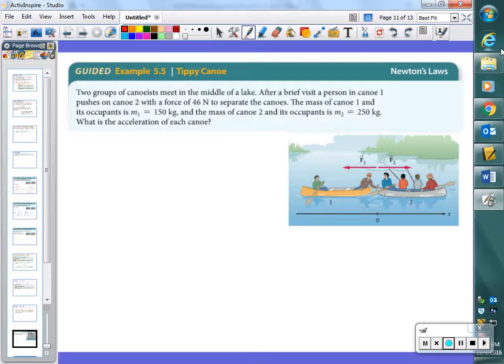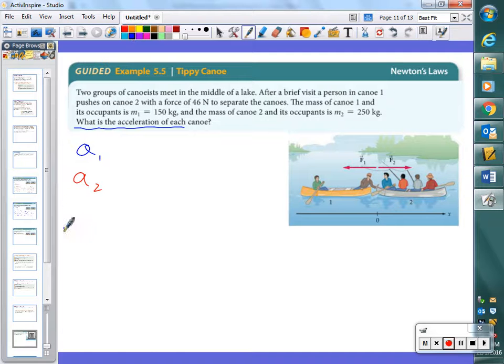It says, after a brief visit, a person in canoe 1 pushes on canoe 2 with a force of 46 newtons to separate the canoes. The mass of canoe 1 and its occupants is 150 kilograms. The mass of canoe 2 and its occupants is 250 kilograms. What is the acceleration of each canoe? All right? So, those are our unknowns, right?